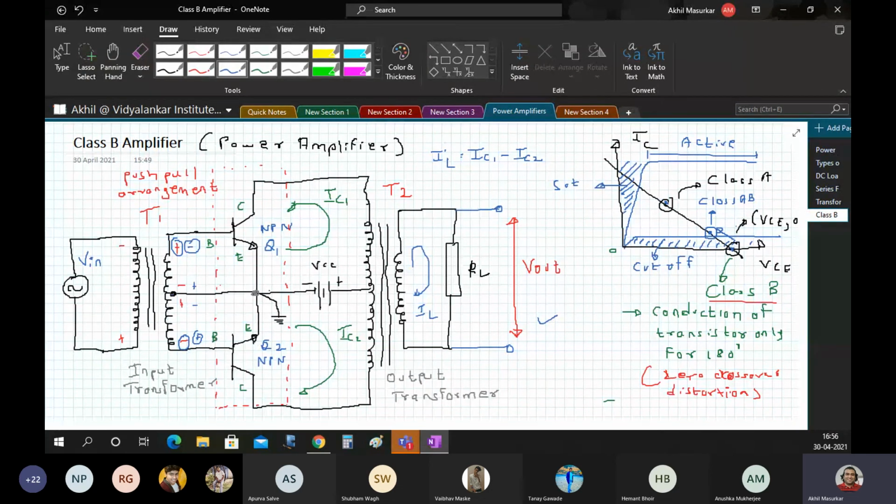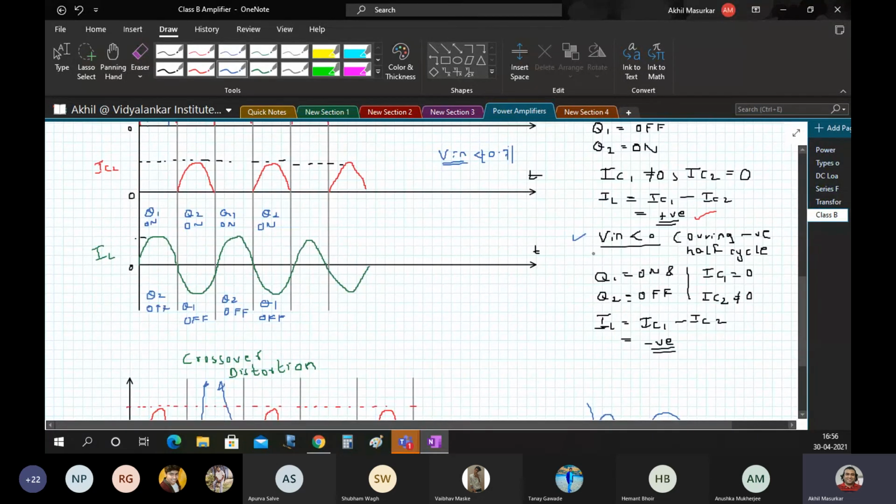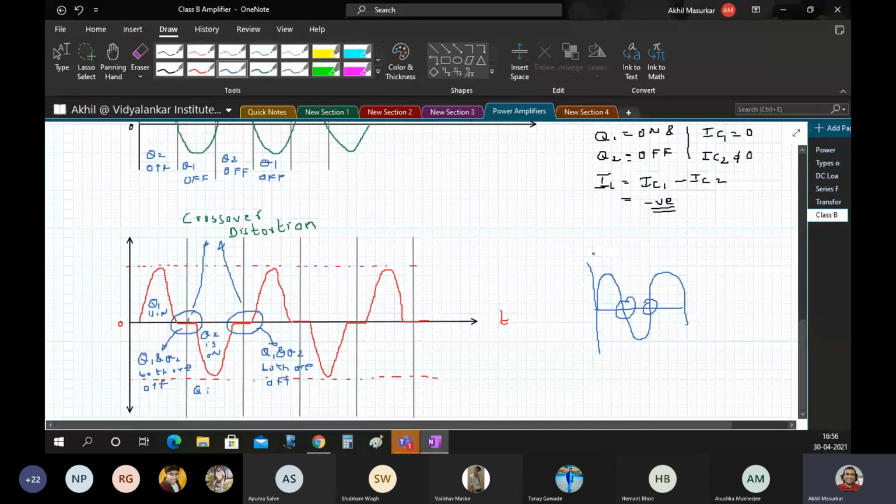This part we will do next time. I want you all to copy down this crossover distortion waveform. Once done, just write done in the chat box.